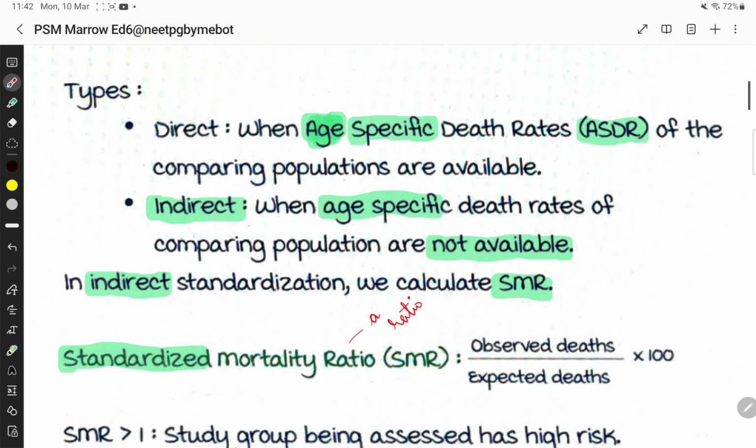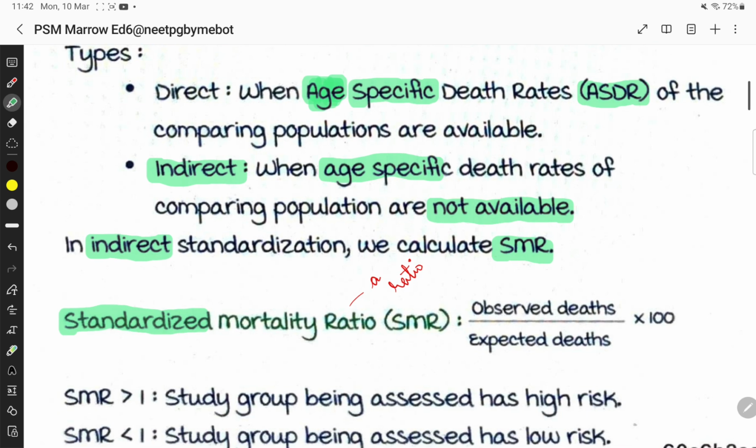Types of standardization: direct and indirect. Direct is done when age specific death rates of the comparing populations are available. When age specific death rates are not available, that is known as indirect. If age specific death rates are available, then direct comparison. If age specific death rates are not available, then we do indirect comparison.